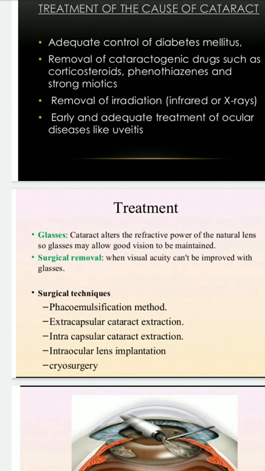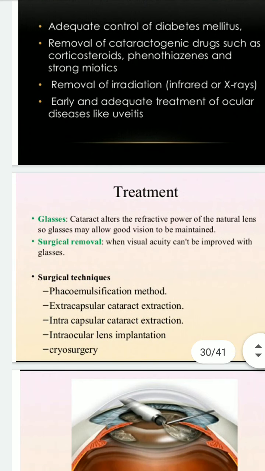That is, phacoemulsification method, extracapsular cataract extraction, intracapsular cataract extraction, intraocular lens implantation, and cryosurgery. These are the main surgical methods of the cataract.